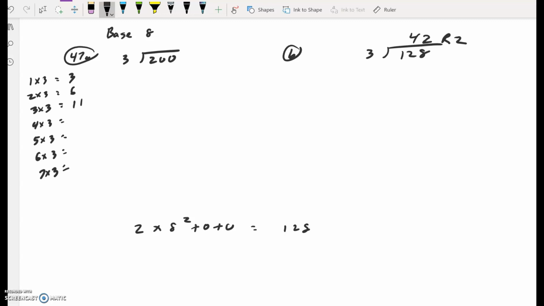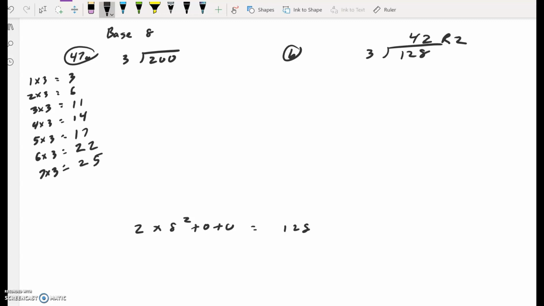4 times 3 is 12, but that'll be a 1, 4. 8 plus 4 is 12. 5 times 3 is 15, but that'll be a 1, 7. Notice you're sort of adding 3 each time because they're multiples of 3. But now there's going to be a reset. 6 times 3 is 18. That'll be 2 8s plus 2 1s. And 7 times 3 is 21. That'll be 2 8s and 5 1s. So these are the numbers we're going to use.